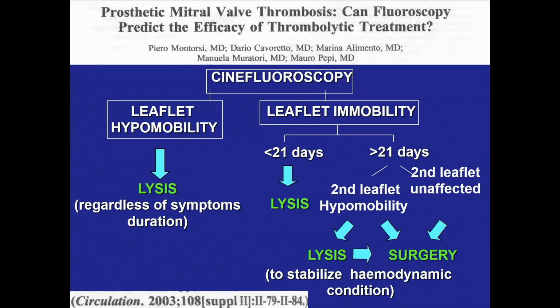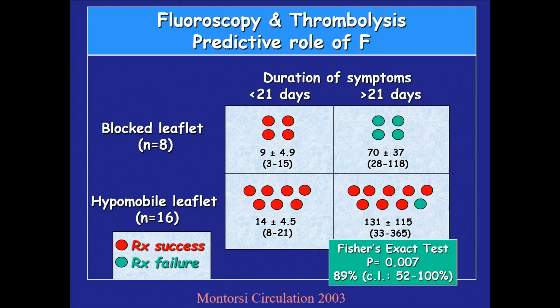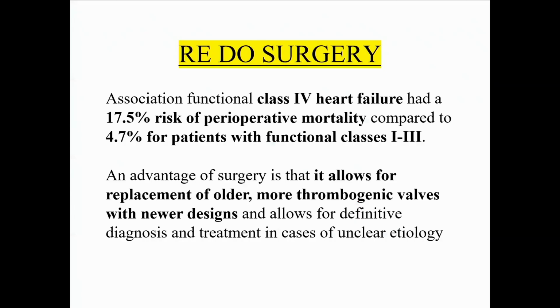Another point is whether or not leaflet hypomobility or immobility may determine the results, and we clearly demonstrated 20 years ago that in cases with a blocked leaflet or a hypomobile leaflet, we may have a success if the duration of symptoms is not so long, but in cases in whom the duration is more than 20 days, generally we may also have a failure, particularly in blocked leaflet.